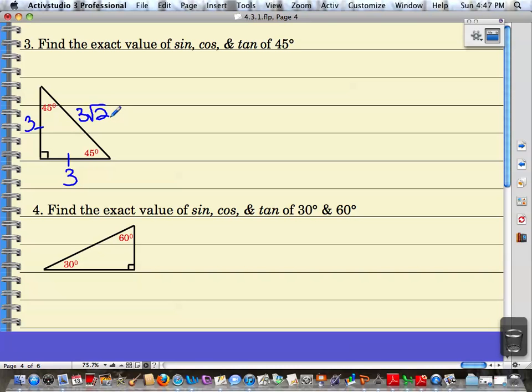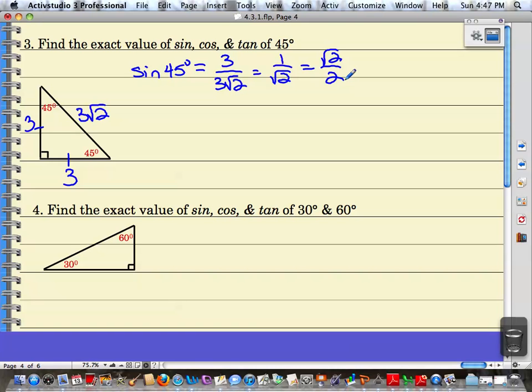So now let's look at these. If I look at the sine of 45 degrees, remember sine is opposite over hypotenuse. If I simplify this, that's going to simplify to 1 over square root of 2. And when I rationalize, I get square root of 2 divided by 2. The same value that we had in the table.